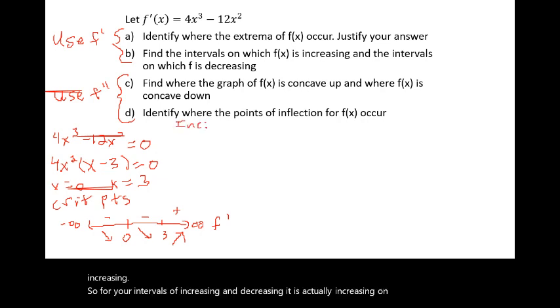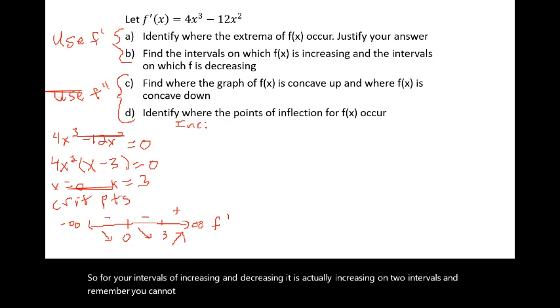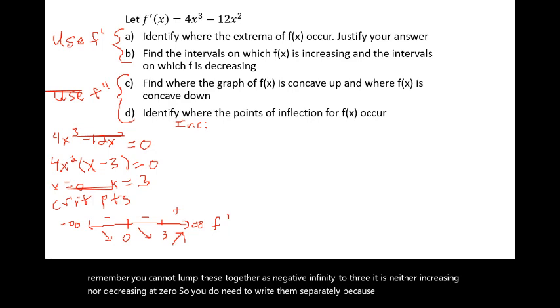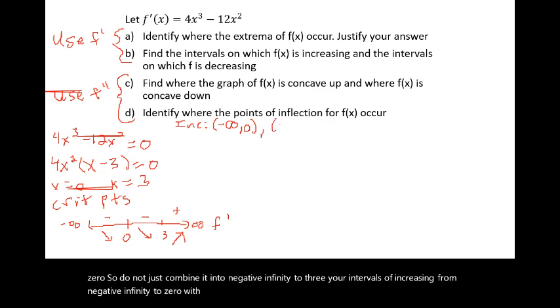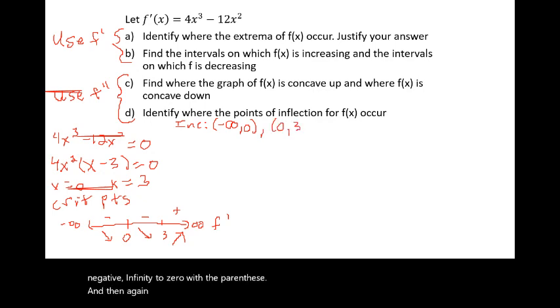And remember, you cannot lump these together as negative infinity to 3. It is neither increasing nor decreasing at 0, so you do need to write them separately because it does break apart at 0. So do not just combine it into negative infinity to 3. Your intervals of increasing are from negative infinity to 0 with a parenthesis, and then again from 0 to 3.